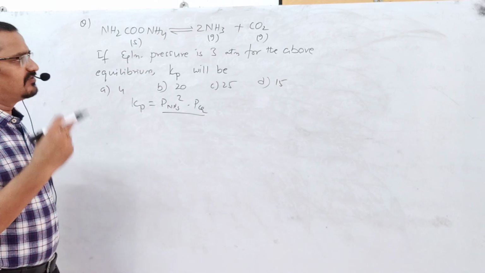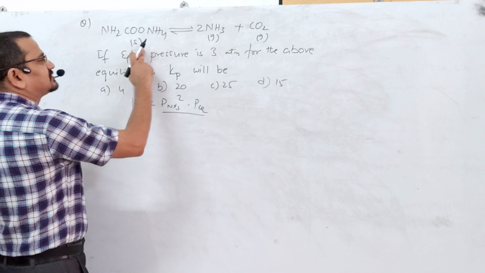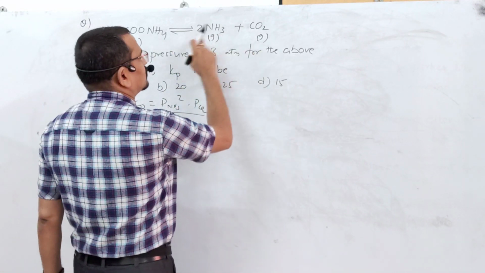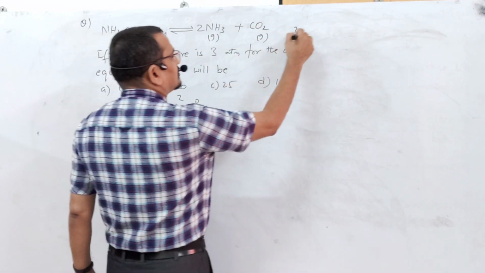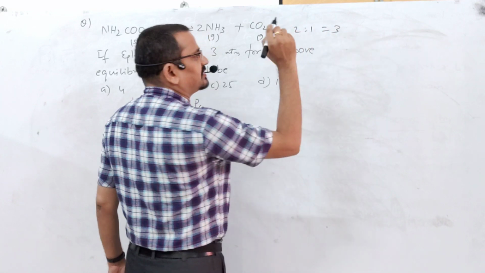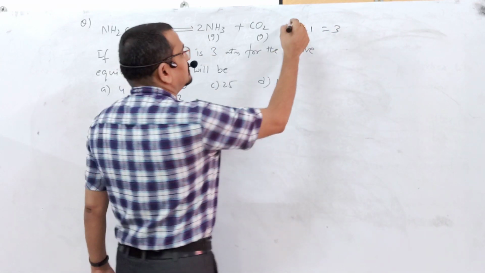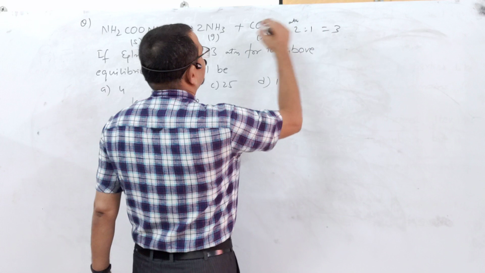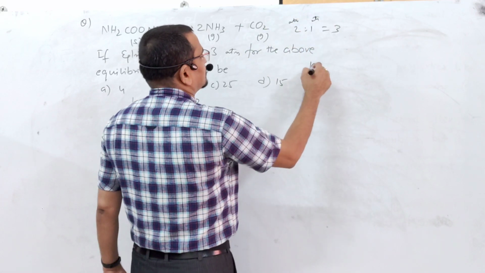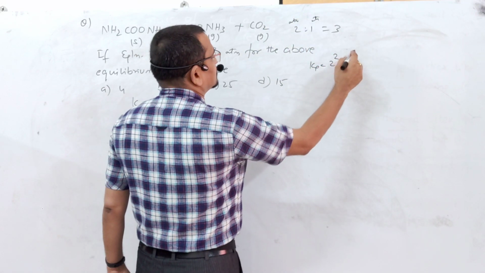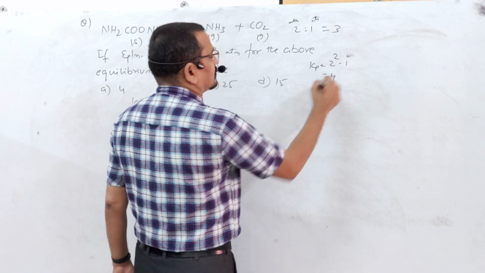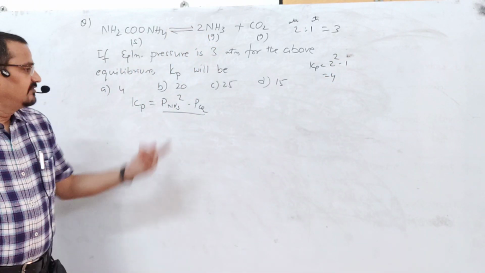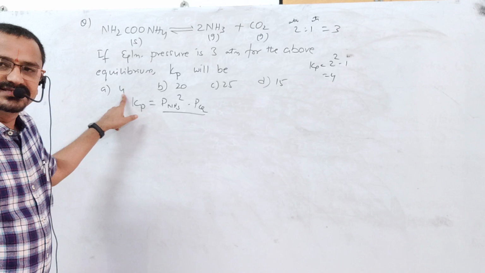There are two ways. One line method is there. As this is a solid, this is 2 moles and this is 1 mole. In a 2:1 ratio they are present, totally contributing 3 atmosphere pressure. So, ammonia is 2 atmosphere, CO2 is 1 atmosphere. So, Kp equals 2 square into 1, that is 4. This is one simple way, 4 atmosphere. Option A will be the answer.